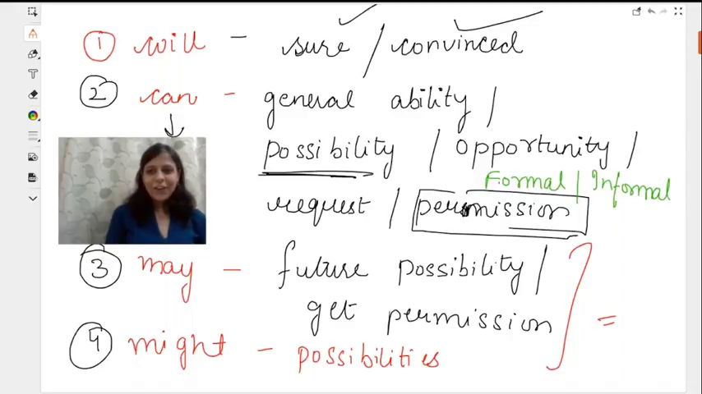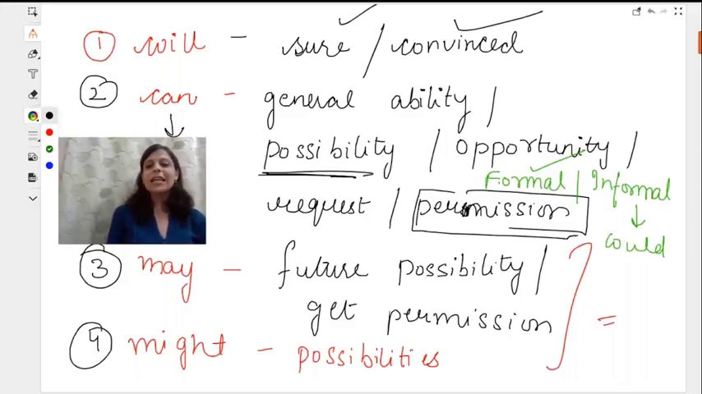Okay, very good. All of you are telling me, ma'am, it's formal permission. Okay, what if I have to take a permission and it's informal? What can I use? Okay, so as far as informal permission is concerned, it's could, right? Wrong. Very good. So most of you were, I was trying to check how many of you are attentive.